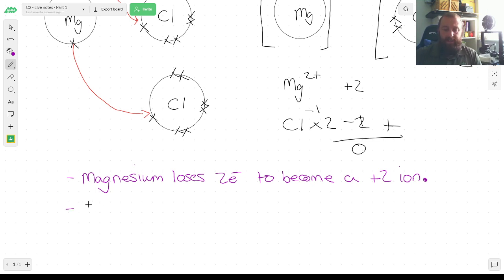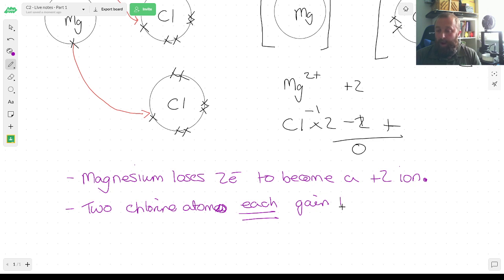I'm then going to turn around and say 2 chlorine atoms each gain 1 electron to become -1 ions. Okay? So I've made it really clear what's going on.